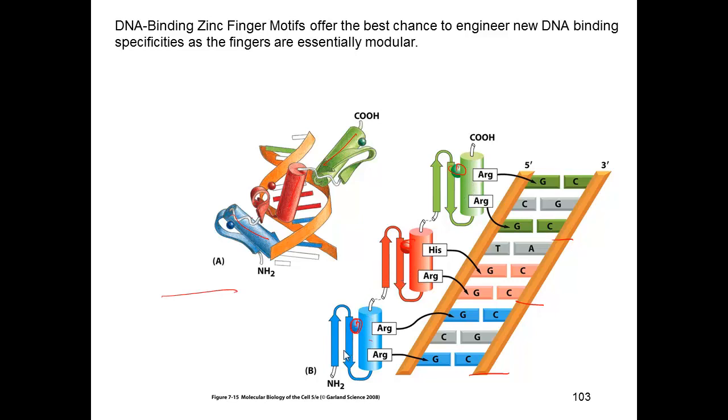Another attractive feature of these three zinc fingers is they are, to a first approximation, independent. This allows biotechnologists the opportunity to manipulate one of the zinc fingers to change the binding sequence without disrupting the other fingers to quite the same degree as you might in other proteins.